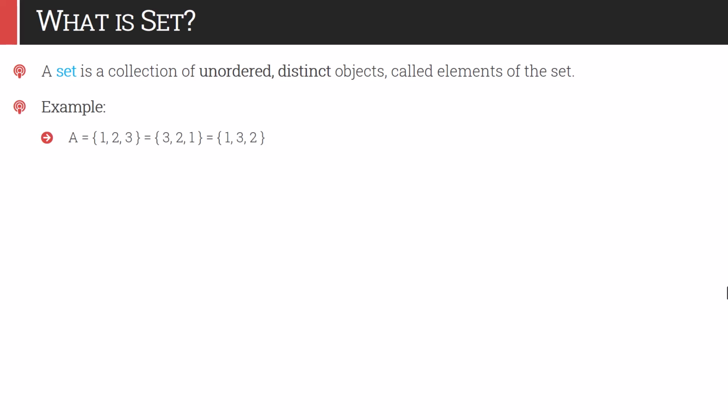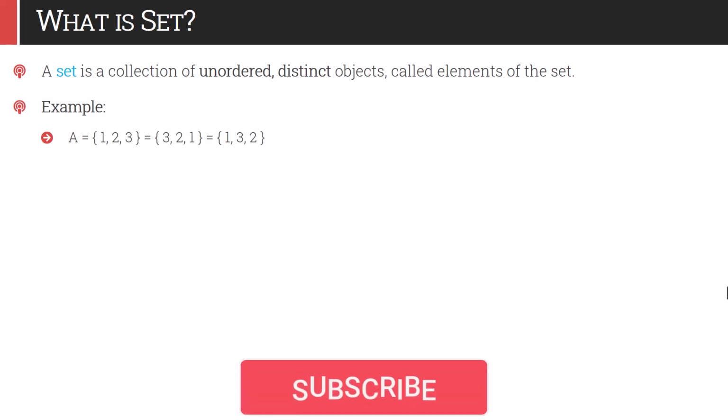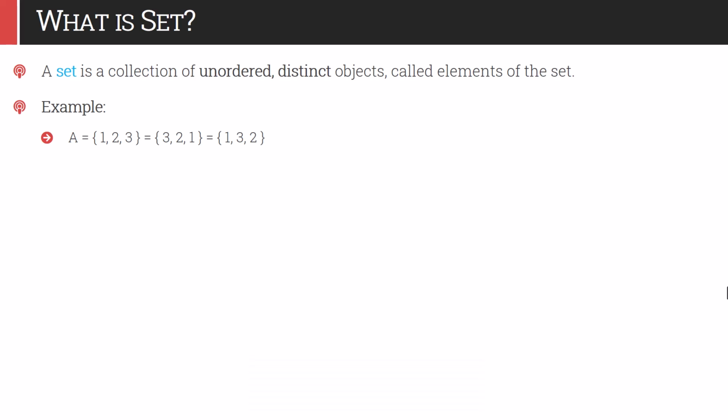That means if I write set A as 1, 2, 3 or 3, 2, 1 or 1, 3, 2, all make the same set. The other important property is distinct objects. That means you cannot repeat elements in the set. So if I define some set as 1, 2, 2, 3, 1, then it is not a set because the elements are not distinct. So a set must hold these two properties, unordered and distinct.